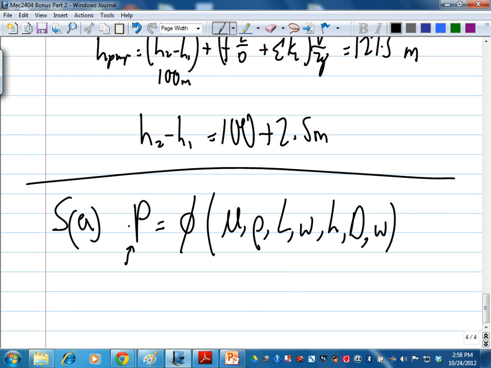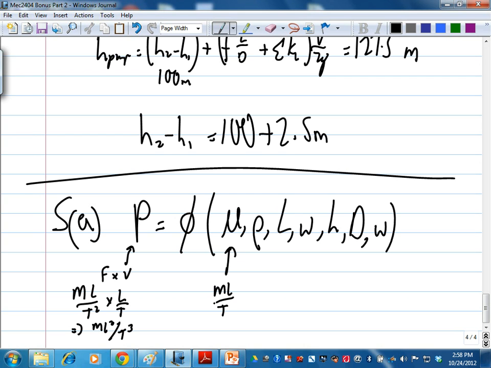Power. What's the units of power? Force times velocity. Force has dimensions of mass times acceleration, M L on T squared, times velocity L on T. So power has the dimensions of M L squared over T cubed. Alright, that's fine.